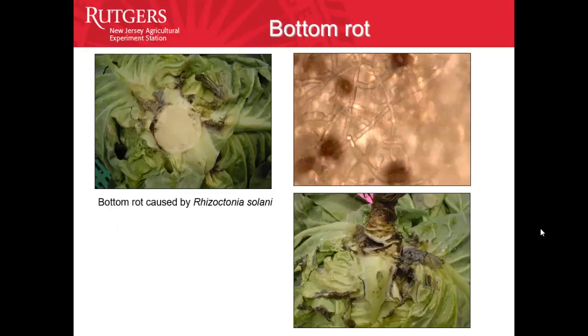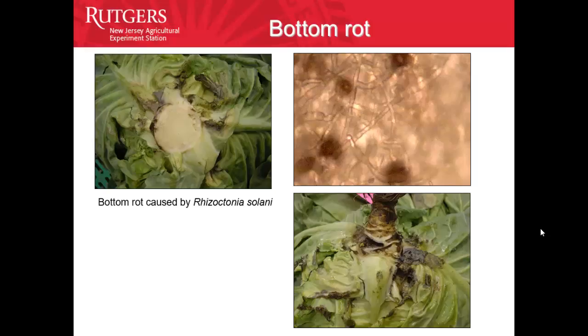Bottom rot is caused by Rhizoctonia. Very common, with a very diagnostic feature. You would see some browning of the lower margins of the leaf near the base. It's going to be almost a dry rot. And if you look very closely, sometimes on the leaf surface, if it's heavy enough, you can see the brown shoestring, or the mycelium, of the fungus.